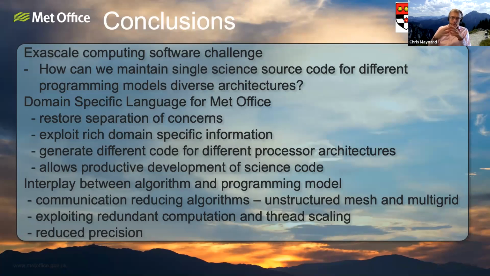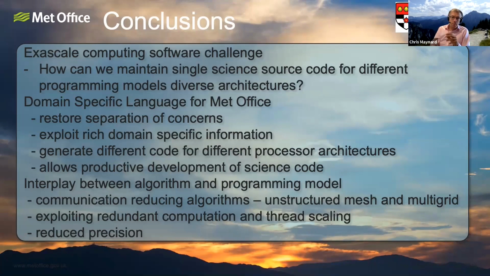So we're developing a domain-specific language for the model that we're developing to restore the separation of concerns between the math, science code and the computational optimization, parallel performance code. We can exploit the rich domain-specific information that there is in a weather and climate model to do this, and we can then generate different code for different processor architectures and maintain our single science source.